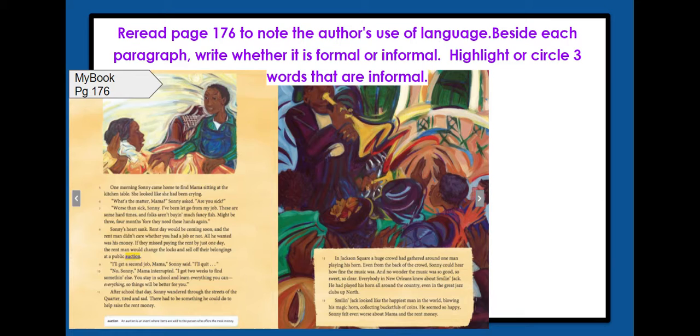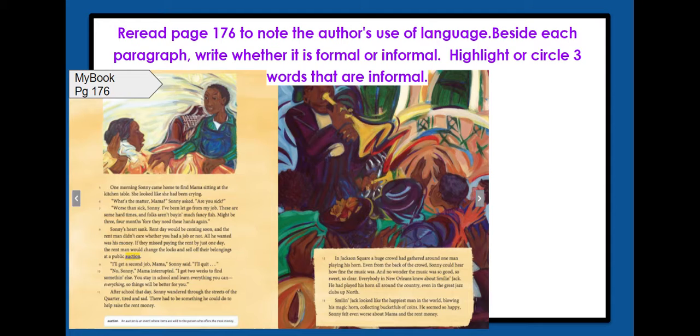One morning, Sunny came home to find Mama sitting at the kitchen table. She looked like she had been crying. "What's the matter, Mama?" Sunny asked. "Are you sick?" "Worse than sick, Sonny. I've been let go from my job. These are some hard times, and folks aren't buying much fancy fish. Might be 3, 4 months before they need these hands again."